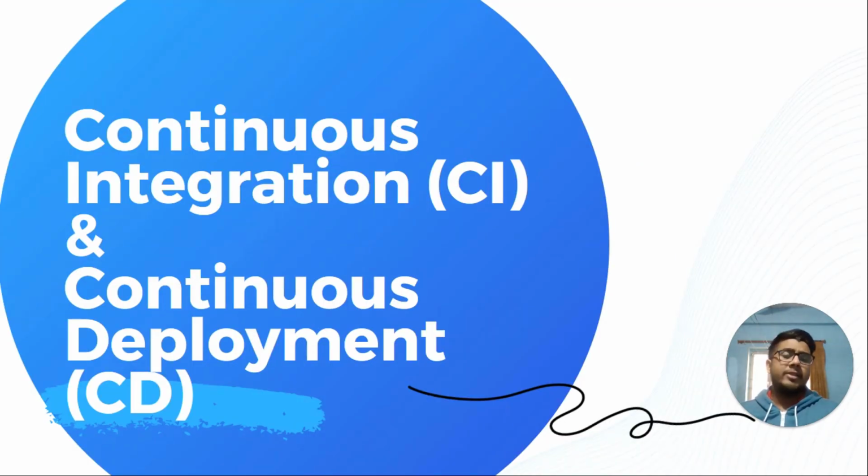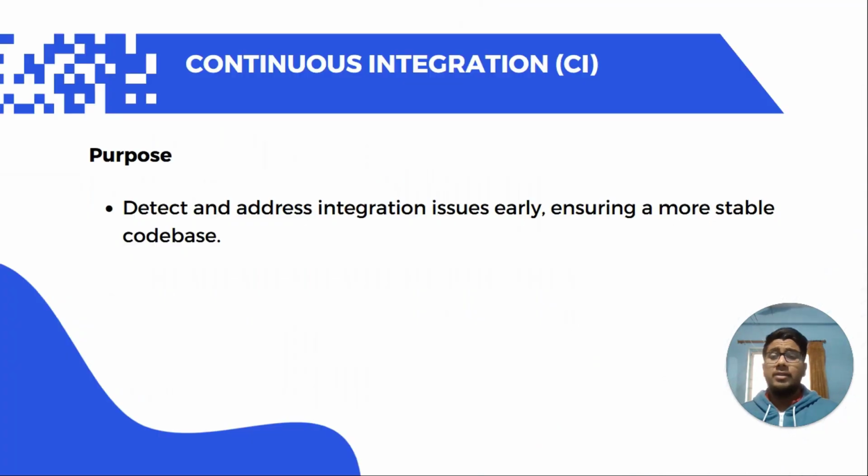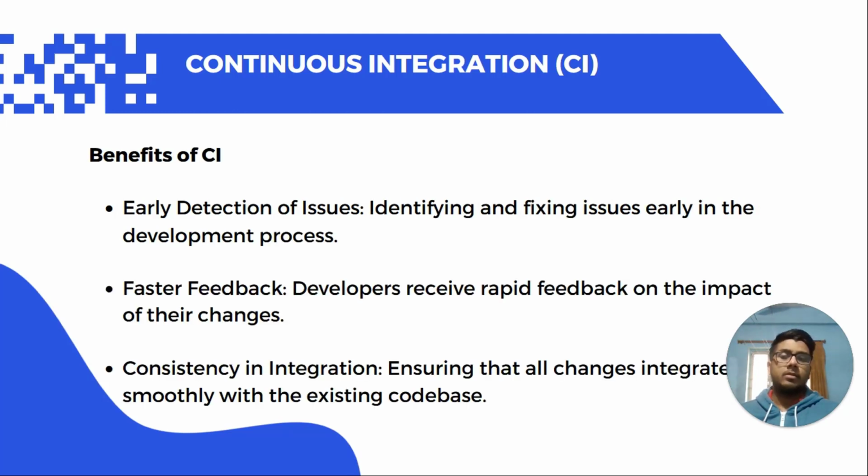Next comes continuous integration and continuous deployment. Continuous integration is necessary to detect and address errors early, before the production stage. It will trigger a more stable code base. First is the reduction of issues. Next is faster feedback on the code.